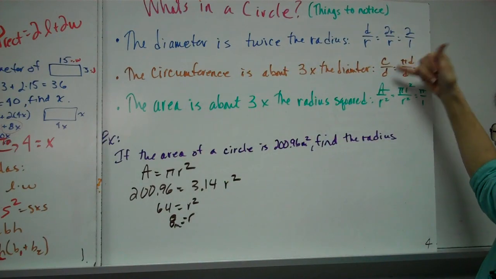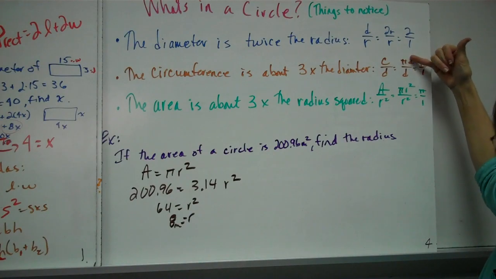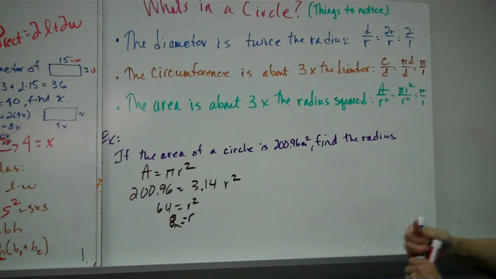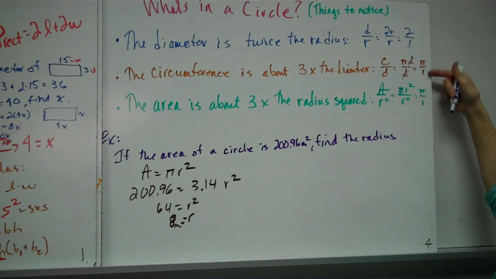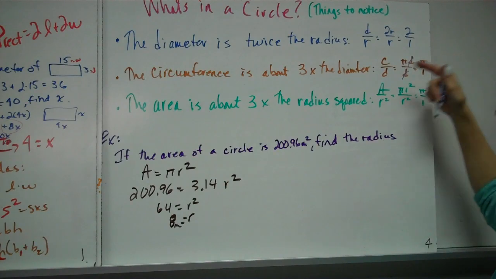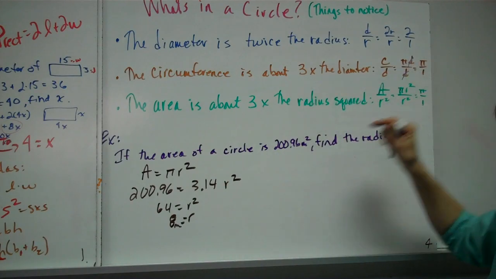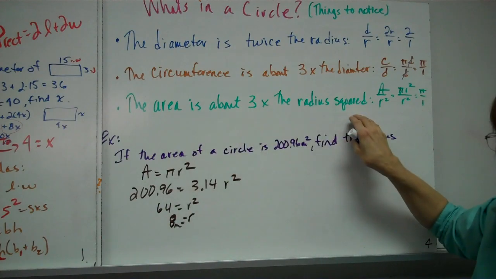If you do circumference to diameter, you get pi times d over d. Well, you reduce that, you can cross those out, right? Reduce them. You really get pi to 1, which is about 3. So the circumference is about 3 times the diameter. The area is about 3 times the radius squared.